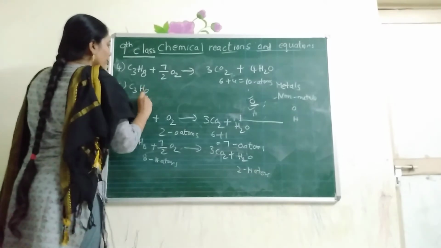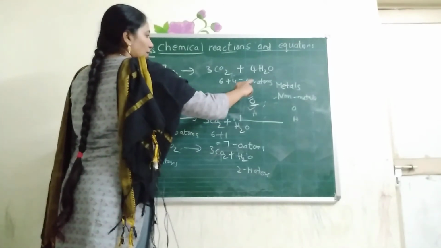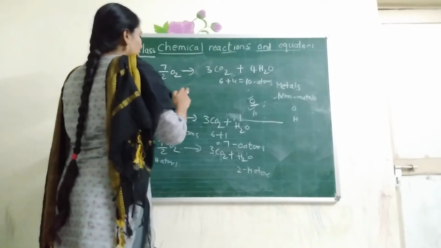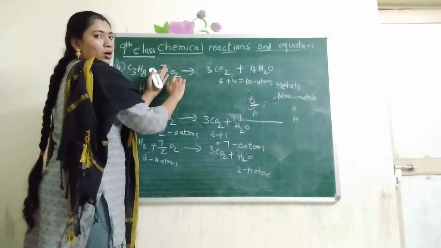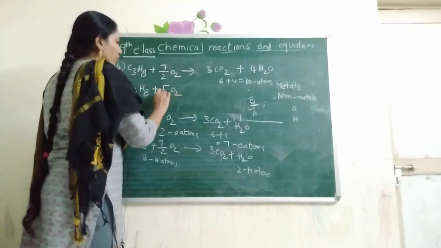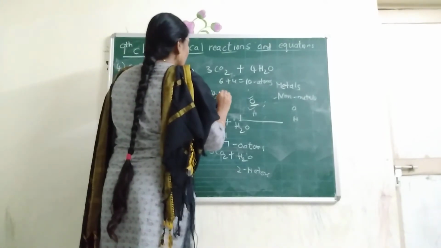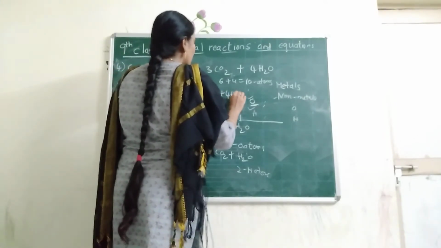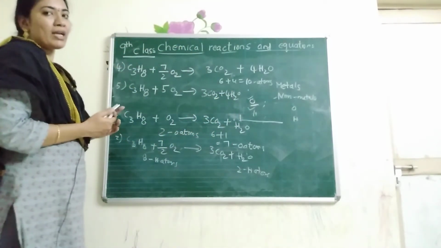C3H8 plus... how many oxygen atoms are there on the product side? 10 atoms. To get 10 atoms, we have to multiply this oxygen by 5, so 5 O2. 5 twos are 10, which gives rise to 3 CO2 plus 4 H2O. This is how we are balancing the chemical equation.